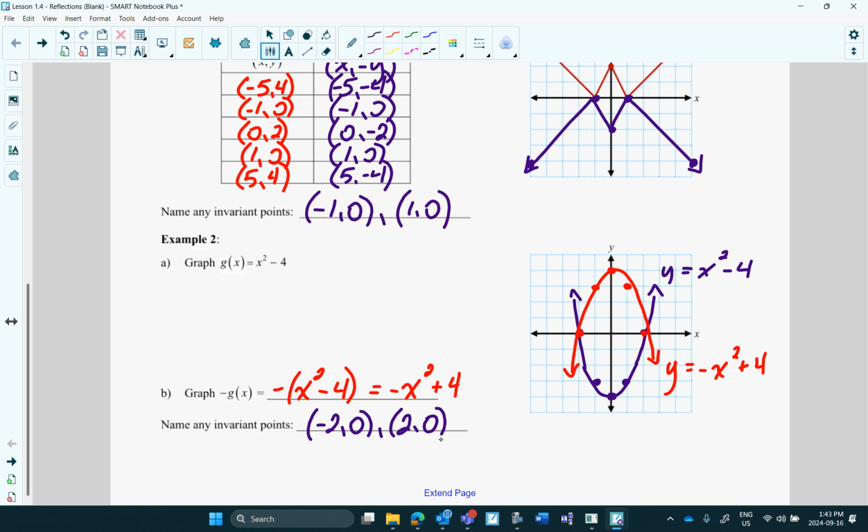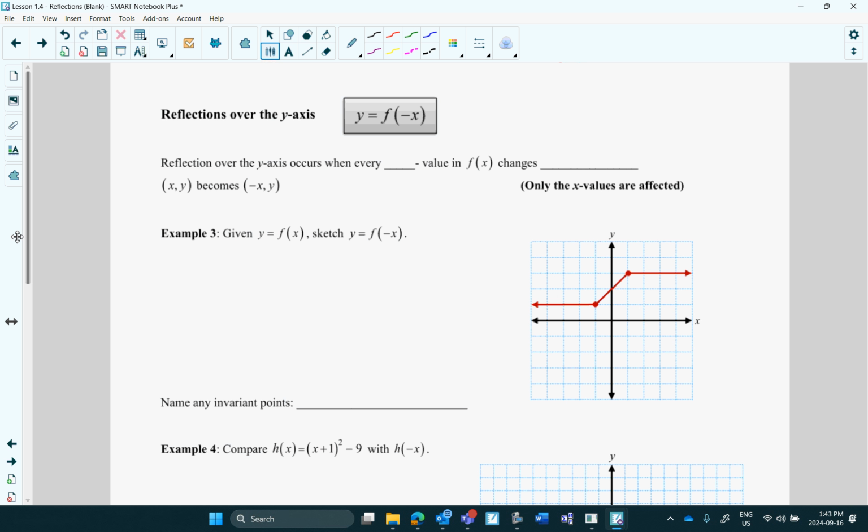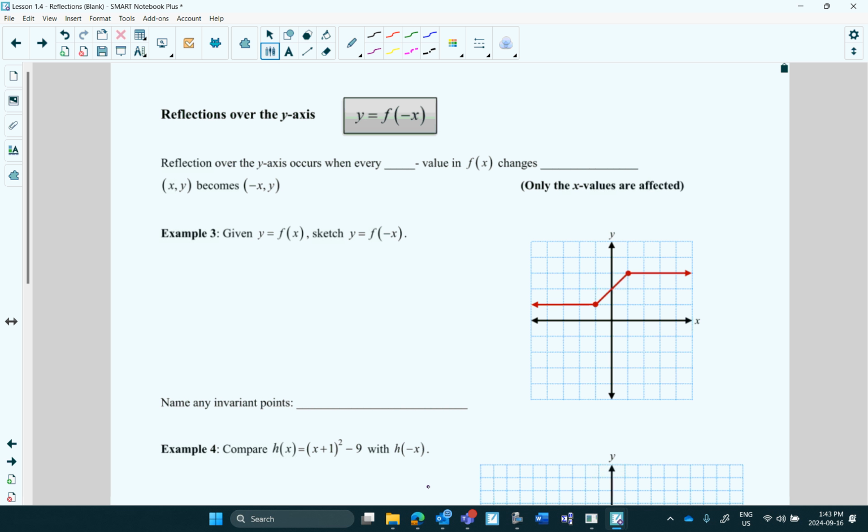Okay, so that's vertical. Let's look at horizontal reflections. When we're flipping over the y-axis, that means it's a horizontal flip, which means every x value is affected. So every x value changes sign. So in mapping notation, it goes from positive x to negative x.